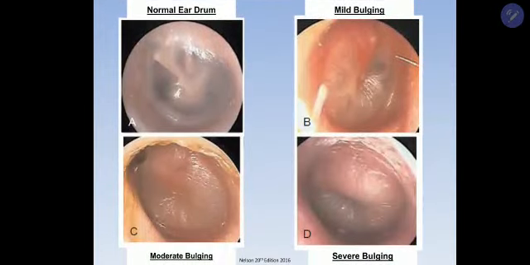Now this is what I was talking about, how the bulge is. This is how the bulge is. It is not that hyperemic looking in this picture, but it is very red at this stage.